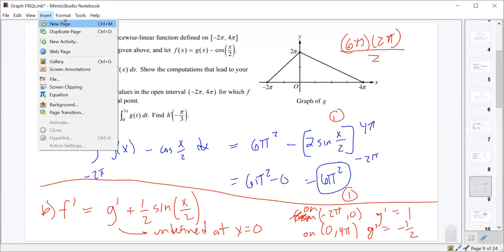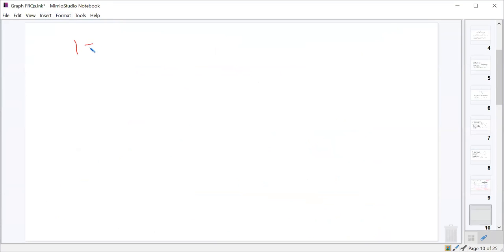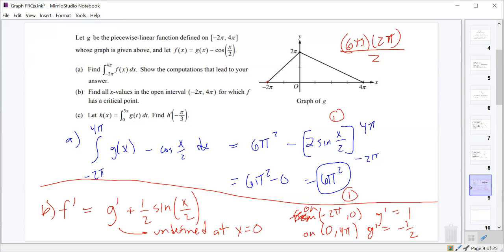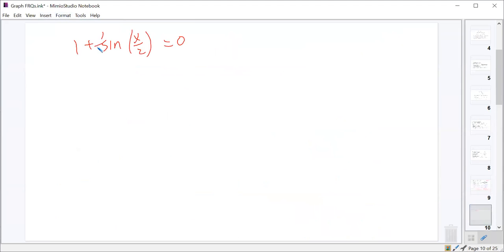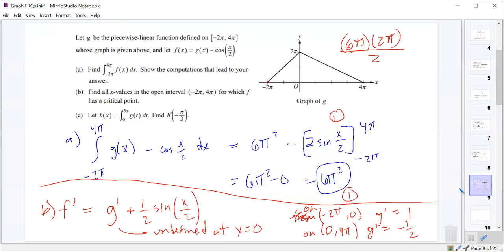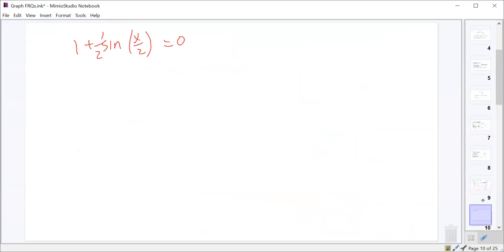Let's see if we can write this out. We've got 1 plus 1/2 sine of x over 2, and we want to know if that ever equals 0. What? Oh, 1/2. Sorry, thank you. That's what happens when I go from page to page. 1 plus 1/2 sine of x over 2. And so we're looking to see if that ever equals 0.